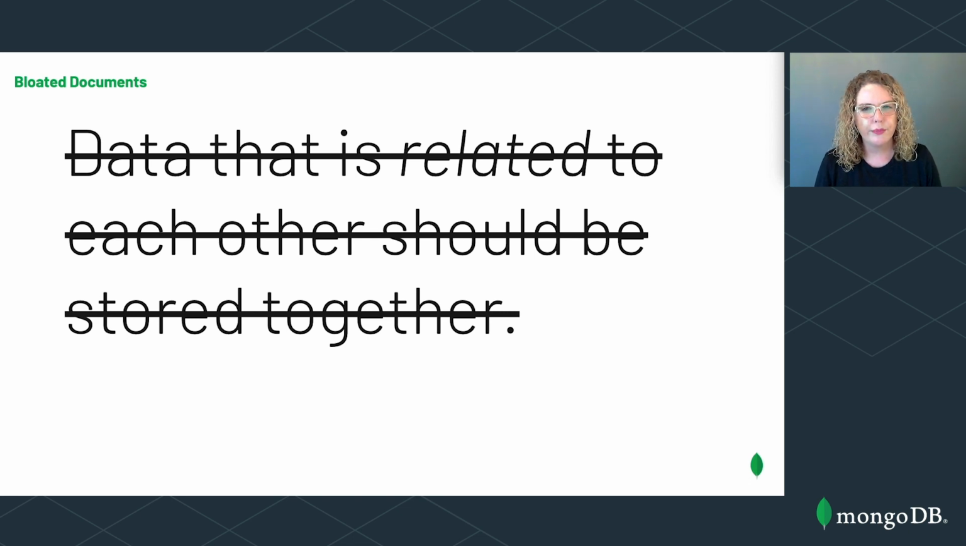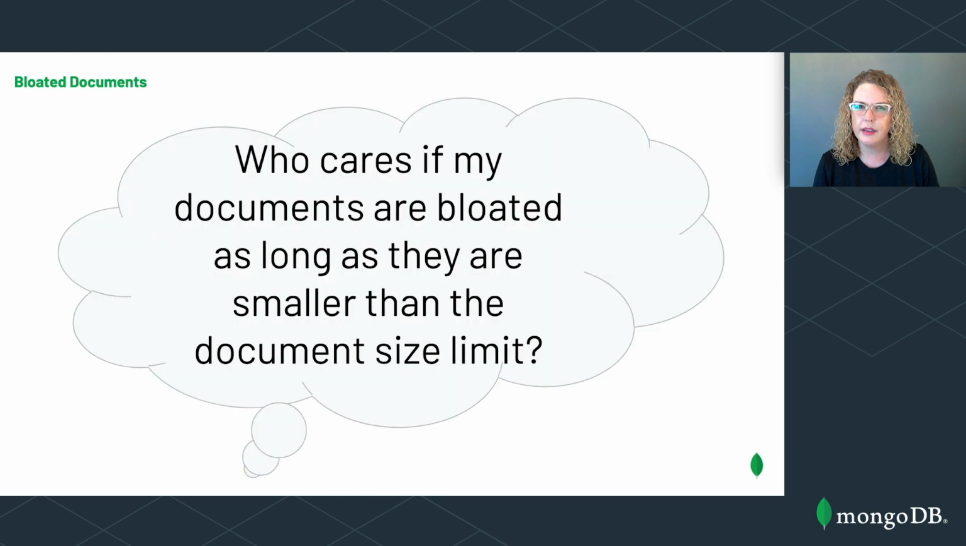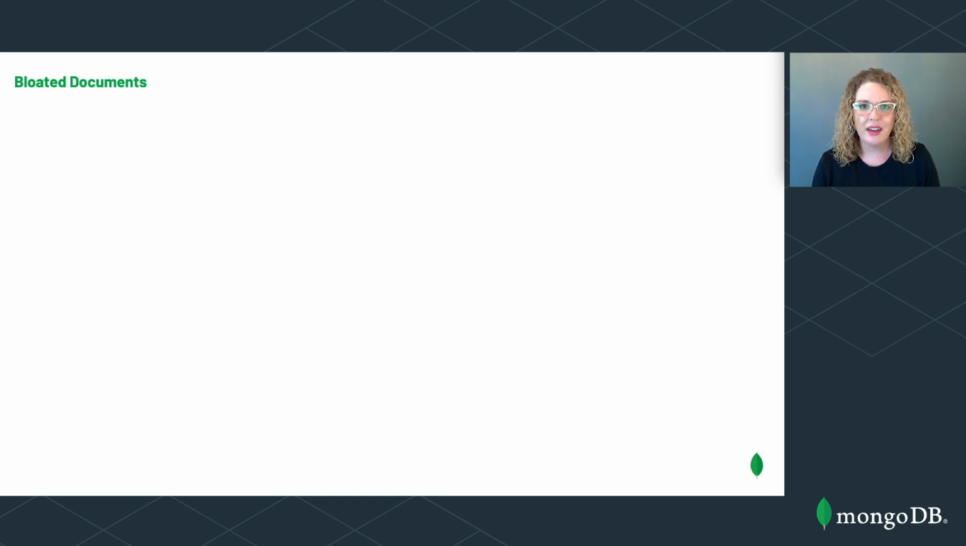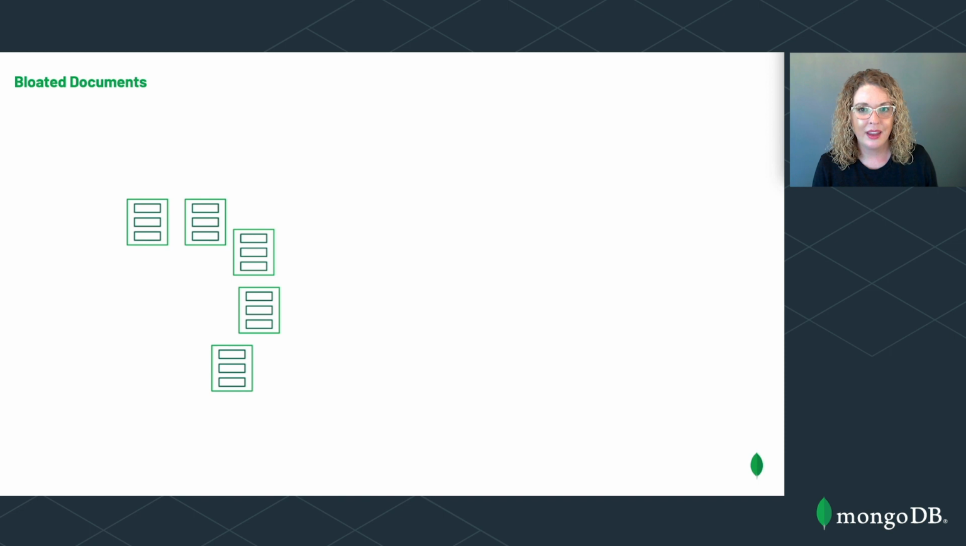So you might be wondering, if MongoDB has a 16 megabyte document size limit, who cares if my documents are bloated as long as they are smaller than the document size limit? To answer that, we need to get into some of the details of how data is stored in MongoDB. WiredTiger is the default storage engine for MongoDB. WiredTiger stores all of the indexes and documents on disk.